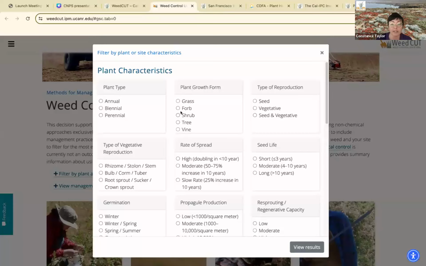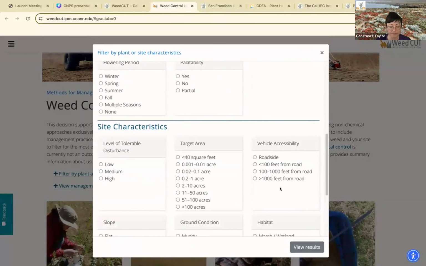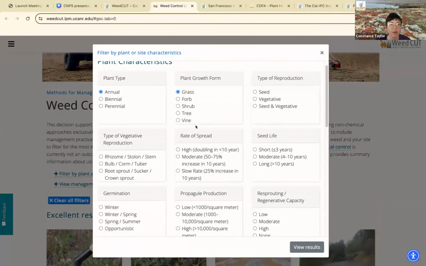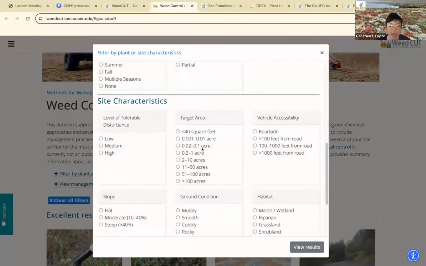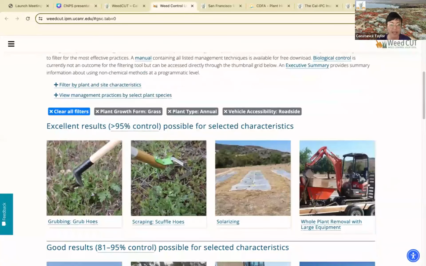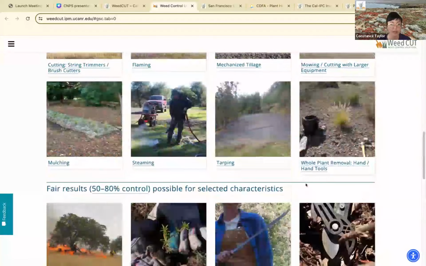So you have all of these different characteristics for whatever plant you're trying to control. And then you have the site characteristics as well. So just as a quick example, maybe we have an annual grass. Maybe we don't know a whole lot about our plant. And then maybe we've got annual grasses on the roadside that we're trying to control, for example. And so this is just going to give you what might work the best and what might work the worst. So here you've got the excellent results, and then you can click on any of these to learn more about those techniques, good results down to fair and poor or ineffective results.